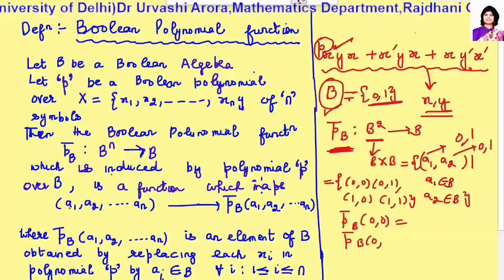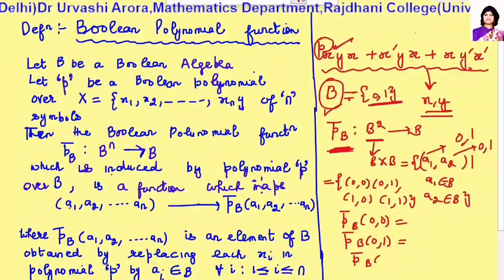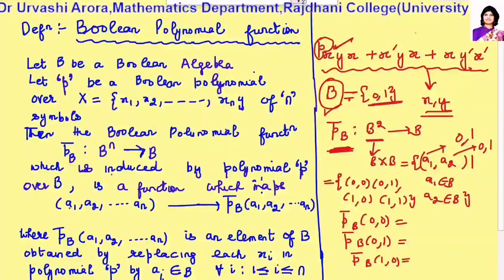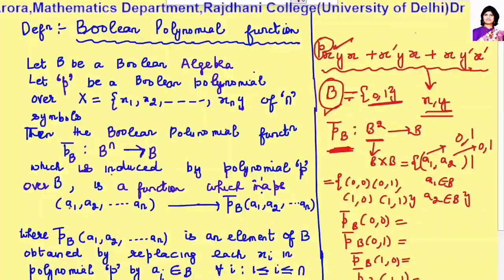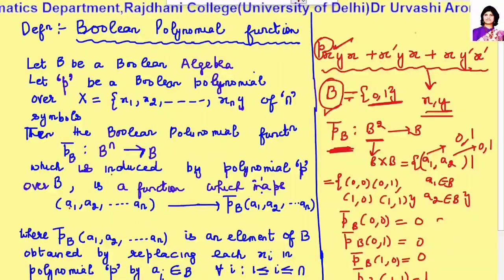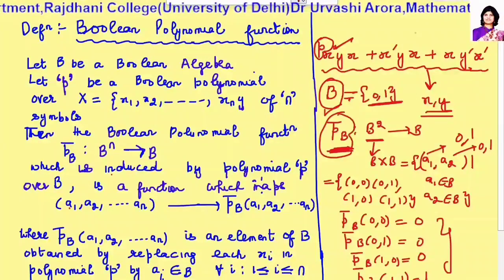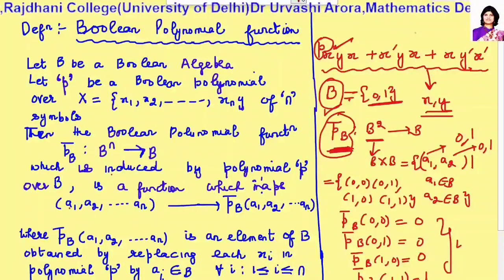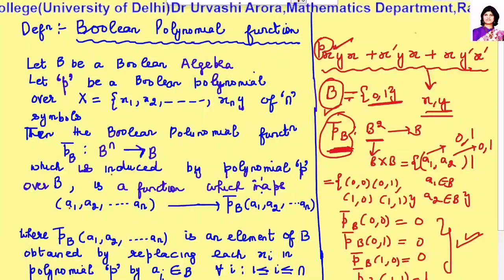P bar 0 0 had a value, P bar 0 1 had a value, P bar 1 0 had a value, and P bar 1 1 was also calculated. So these values were calculated as 0 0 0 1. So basically the whole function p bar b, which is the Boolean polynomial function, could be determined, and how these values were obtained was also explained while we were discussing the example.